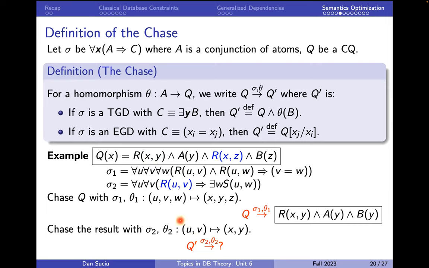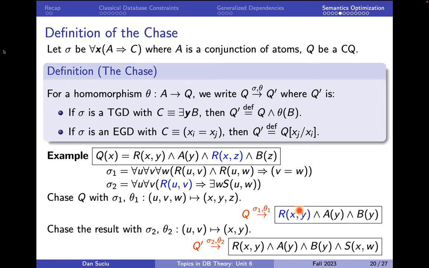Sorry about this. So now I want to chase with sigma 2. I already highlighted this, so my homomorphism goes from U, V to this. I wanted to highlight this because I wanted to chase this result. So I'm going to map it here, and then the result is I need to add S. This is what I need to do. I see, so this should have disappeared, the blue. Animation is not that easy.